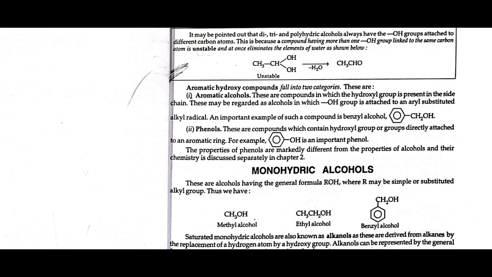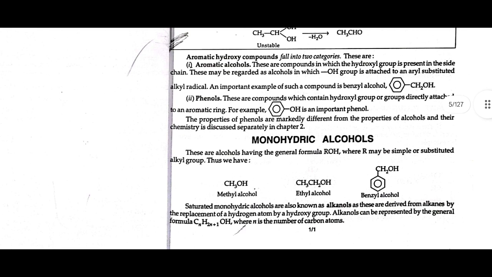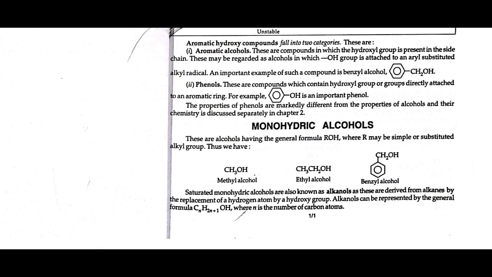Aromatic hydroxy compounds fall in two categories. These are first, aromatic alcohols. These are compounds in which the hydroxyl group is present on the side chain. These may be regarded as alcohols in which the OH group is attached to an aryl substituted alkyl radical. An important example of such a compound is benzyl alcohol.